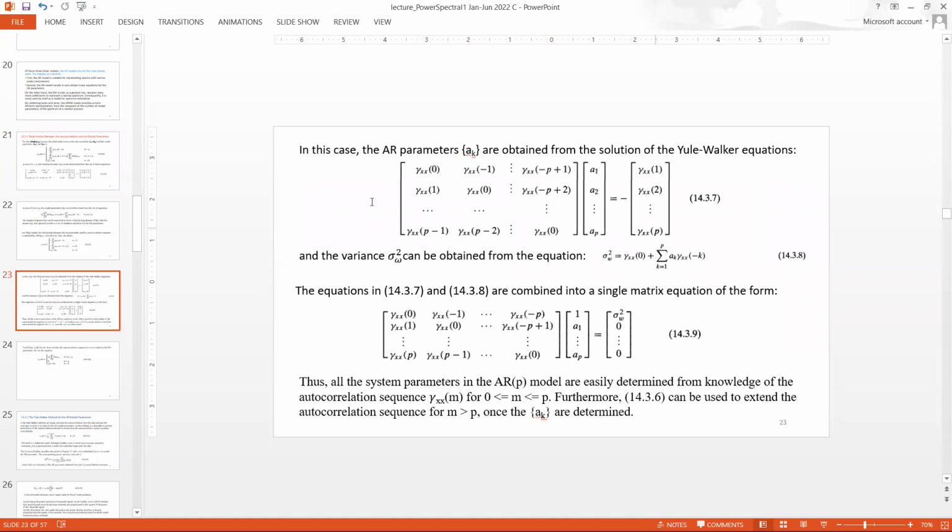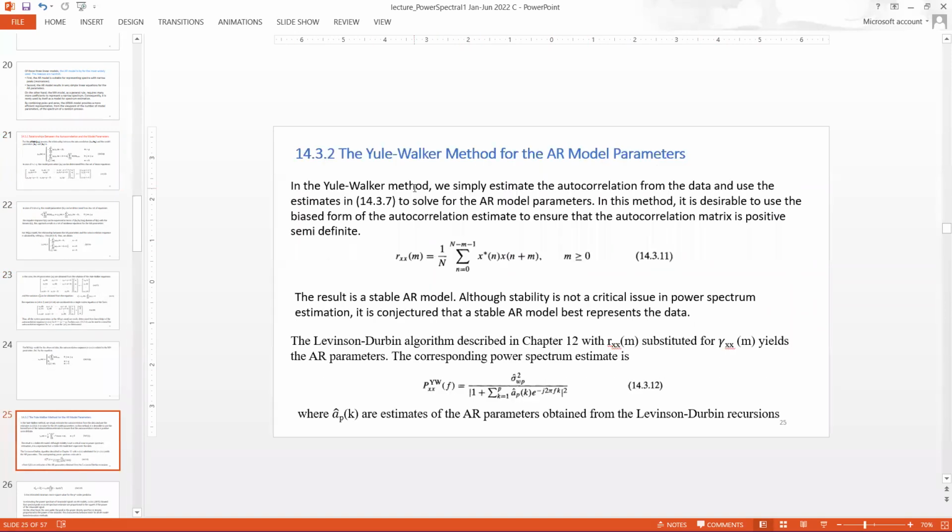Regarding equation number 7 in the Yule-Walker method that I mentioned, it is again referred to that we simply estimate the autocorrelation from the data and use the estimates in equation number 7 to solve for the AR model parameters.